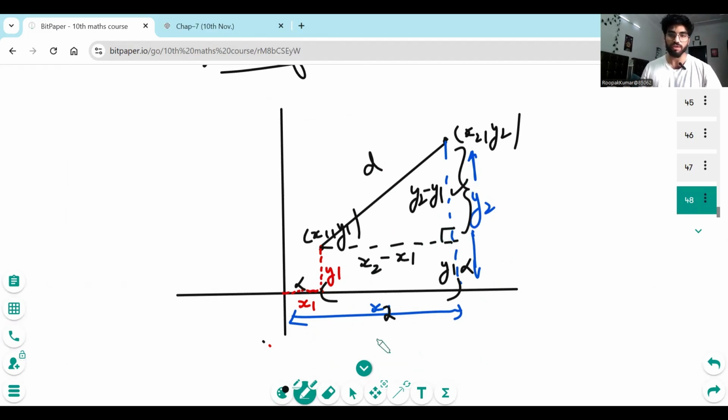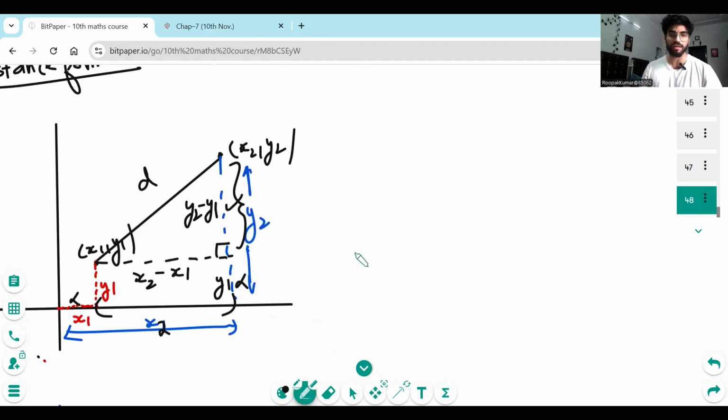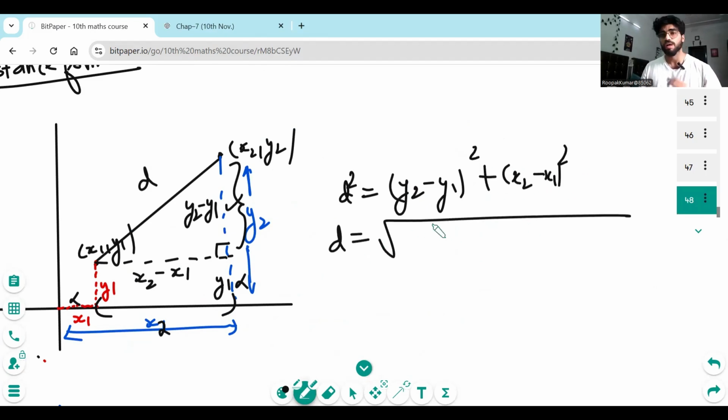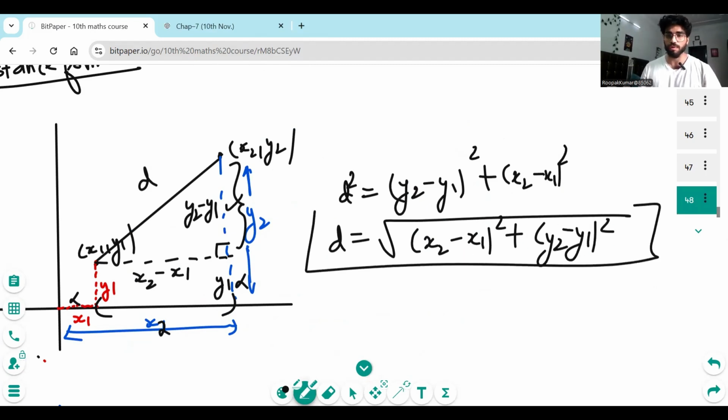Now, if you see, distance is nothing but the hypotenuse of a right angle triangle, where hypotenuse square is equal to perpendicular square plus base square. So here the distance will be the square root of the sum of squares. Usually we write the x coordinate first, so in books you may see the x coordinate first. And this is my distance formula, which I've just derived instead of mugging it up.